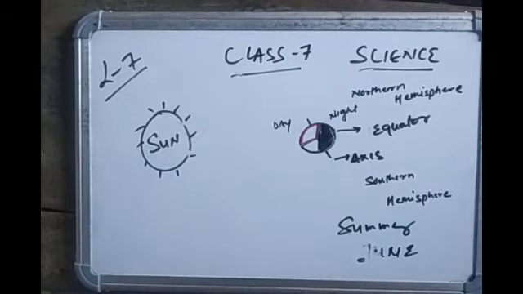So when you look at this diagram, this is an example of summer. In the summer season, the northern hemisphere is pointed towards the sun. In June the northern hemisphere receives a lot of sunlight.